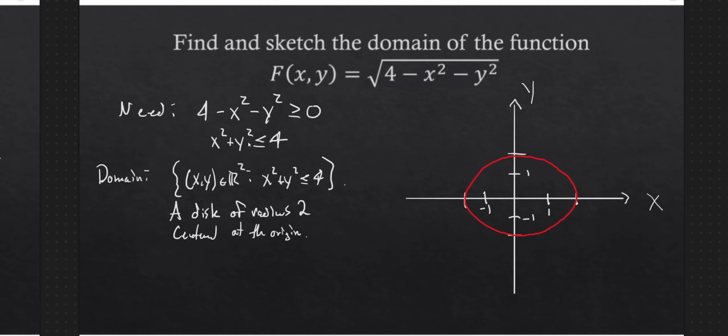So notice that here it's less than or equal to, so I did a solid line on the boundary. That's going to be a convention we want to adopt. I did a solid line because of less than or equal to. If this were strictly less than, I would do a dotted line, so we don't want to include the boundary. Here we do. And so we get a disk of radius 2 centered at the origin. All these points are where this function is defined.